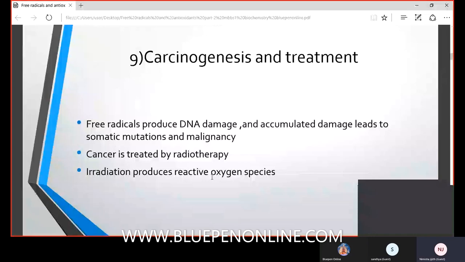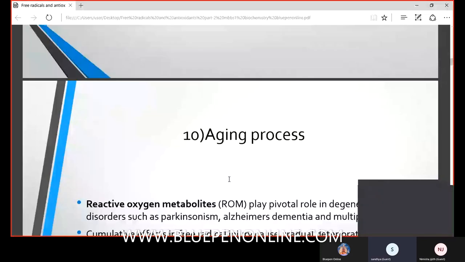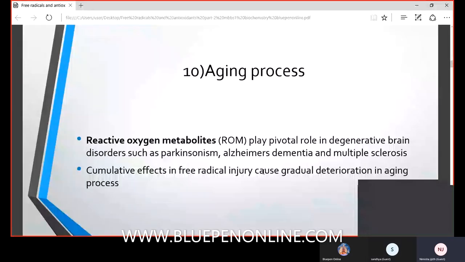Can you define a free radical? It contains one or more unpaired electrons in the outer orbit. Then the 10th clinical significance of free radicals is the aging process. Reactive oxygen metabolites play a pivotal role in degenerative brain disorders such as Parkinsonism, Alzheimer's, dementia, and multiple sclerosis. The cumulative effects of free radical injury cause gradual deterioration in the aging process also.